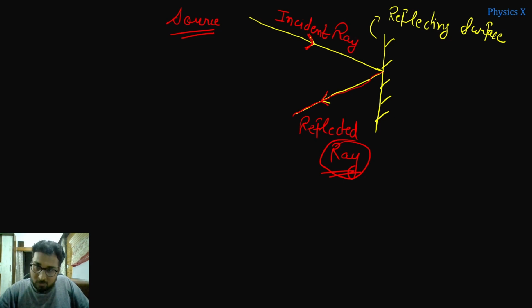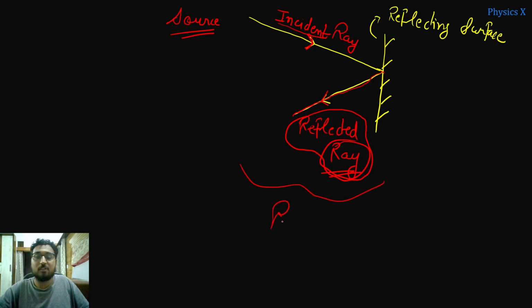Because it is incident on a surface, the name is incident ray. As soon as this strikes the surface, what will happen? It will bounce back. This bouncing back, that time this ray is called the reflected ray. This is what we call reflection. This is your reflection phenomenon going on. This is nothing but your reflection.